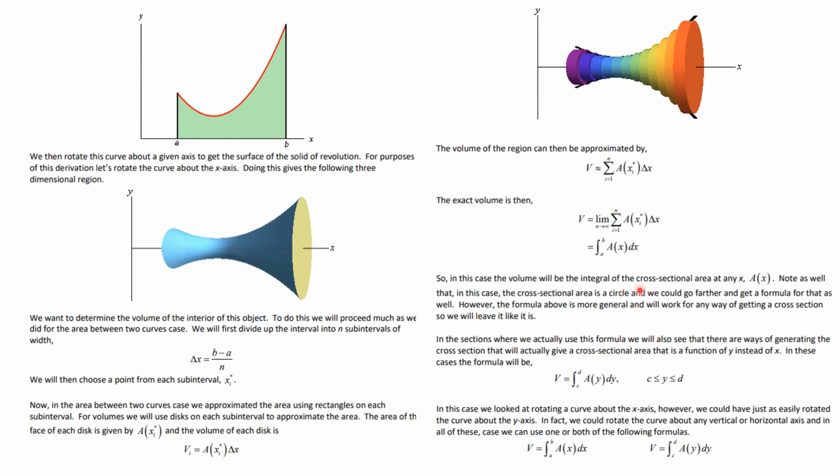So in this case, the volume will be the integral of the cross-section area at any x, A(x). Note that in this case the cross-sectional area is a circle, and we could go further and get a formula for that, and we're going to do that in a bit. However, the formula is much more general, and we could also do slices along the y-axis and do the integration along there, so the volume would be either this expression which we derived or this expression which would be going along the y-axis.